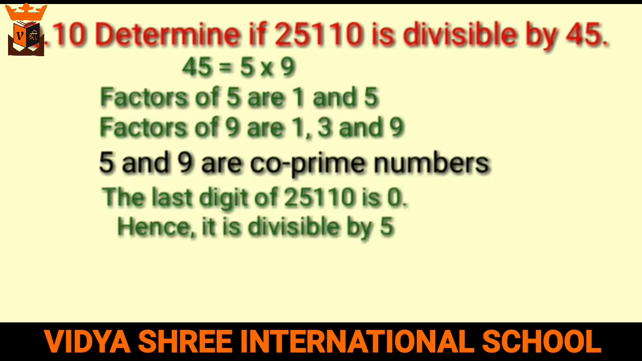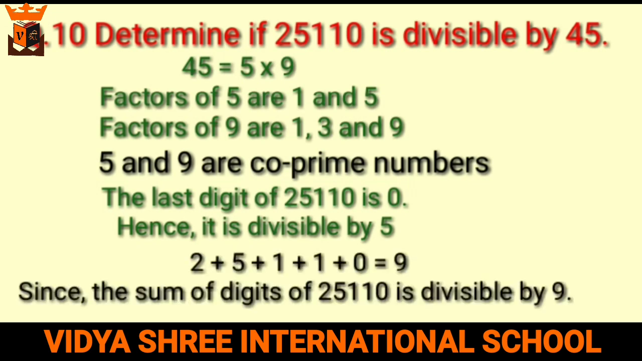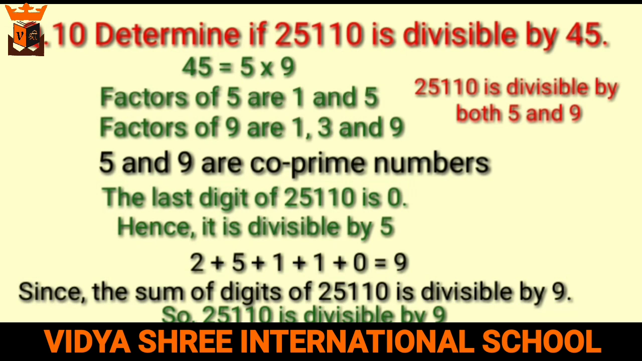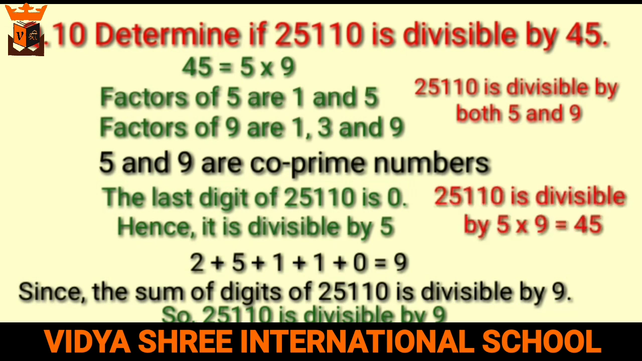And the last digit of 25,110 is 0. So this number is divisible by 5. As 2 plus 5 plus 1 plus 1 plus 0 is equal to 9, since the sum of the digits of 25,110 is divisible by 9, the number 25,110 is divisible by 9. Since the number is divisible by both 5 and 9, we can say 25,110 is divisible by their product, which is 5 multiplied by 9 equals 45.